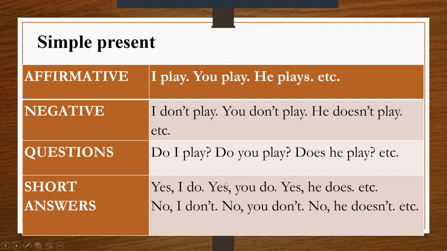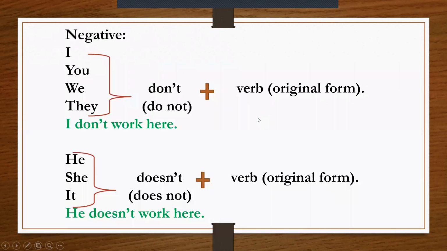And for the questions, we use do or does. Do I play? Do you play? Does he play? And for the short answer, we can have yes, I do, yes, he does, or no, I don't, no, you don't, no, he doesn't, depending on the question.